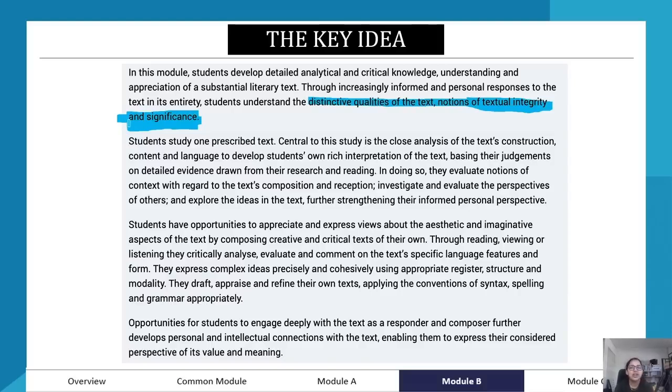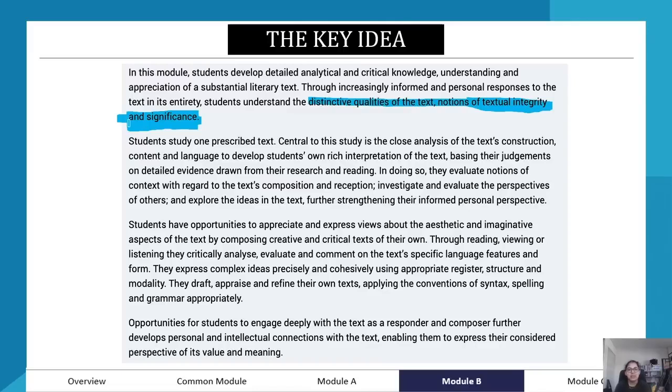Critical study of literature, the key word for this is textual integrity. You are looking at the construction of a text, and you're commenting and critiquing that construction. So you're kind of like a critic who's critiquing the construction of the text, who's critiquing the writer. And through that critique, you have to decide and discuss whether or not your text has textual integrity.